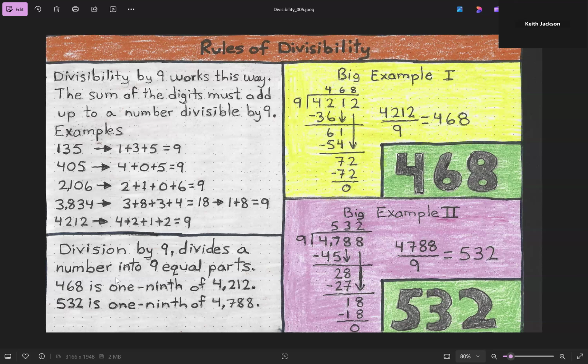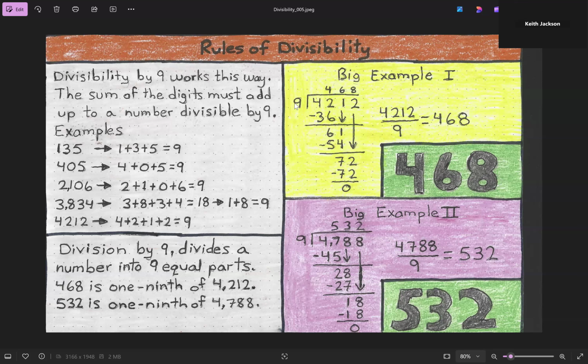Division by 9 divides a number into 9 equal parts. And so we can say right here, like 468 is 1/9 of 4,212. I guess I gave it away. And 532 is 1/9 of 4,788. And these are the numbers we're going to prove why they're divisible by 9. So let's take a look at big example 1, in which we have 4,212 divided by 9.